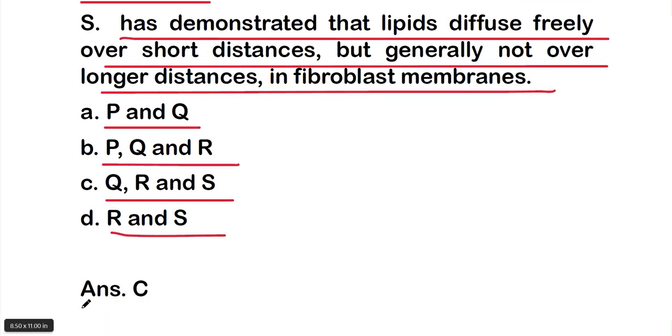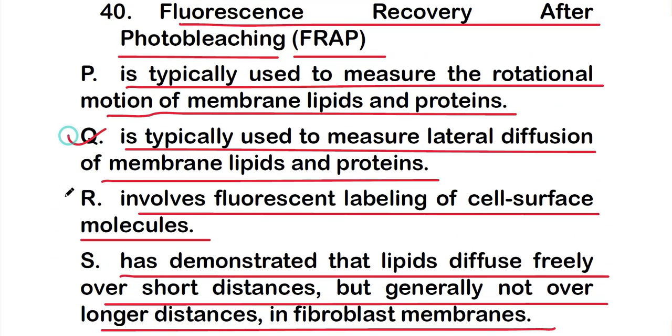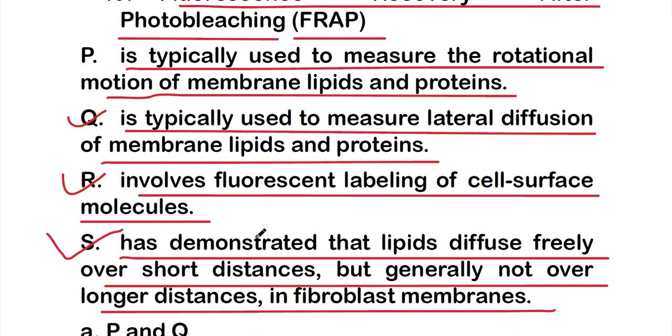So option C is the correct one. So Q, R and S are correct. These three statements are correct about fluorescence recovery after photobleaching, that is the FRAP technique. This FRAP technique is typically used to measure lateral diffusion of membrane lipids and proteins. Then it involves fluorescent labeling of cell surface molecules, and it has demonstrated that lipids diffuse freely over short distances but generally not over longer distances in fibroblast membranes.